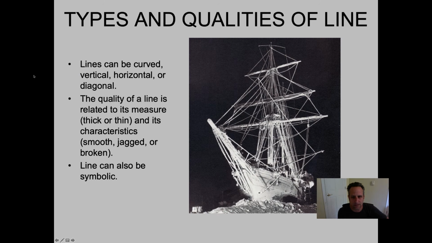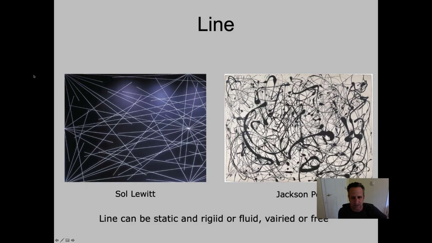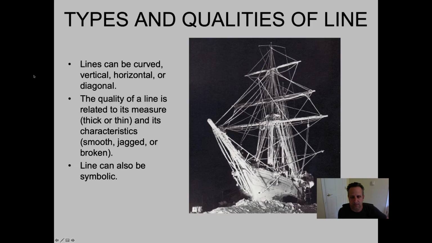Here we have a ship that is frozen in ice, and it is constructed of mostly lines. We're seeing a very complicated kind of grid work of lines, thick lines, thin lines. It's very active, very busy. So line can make your eye move around quite a bit. Just like these two, your eyes are very busy and they don't stop. So line can help that.